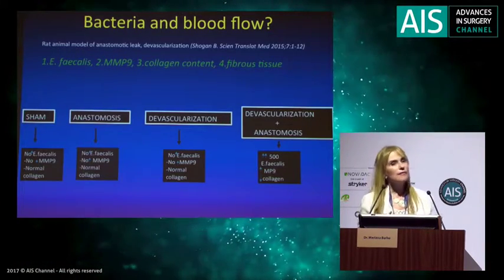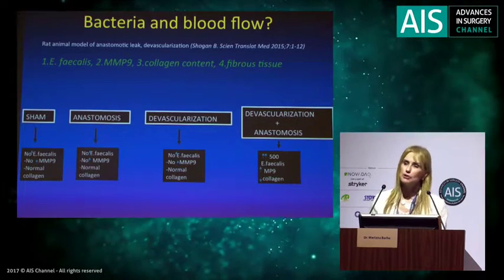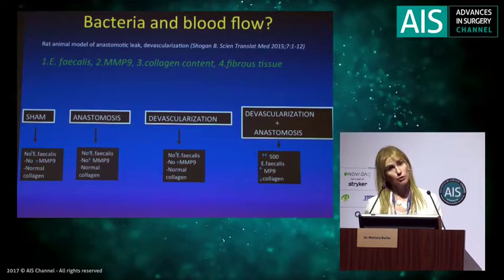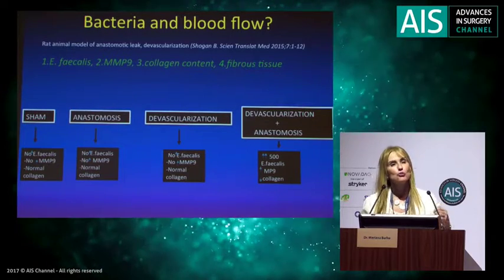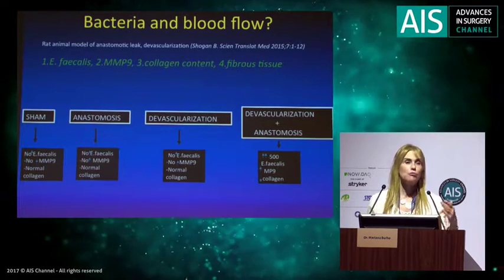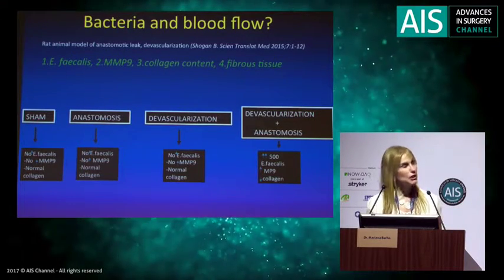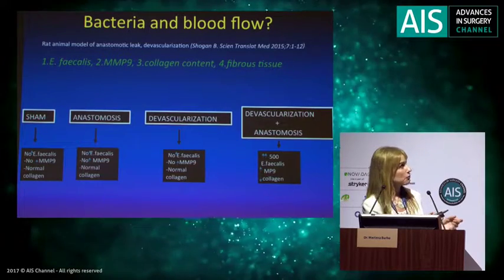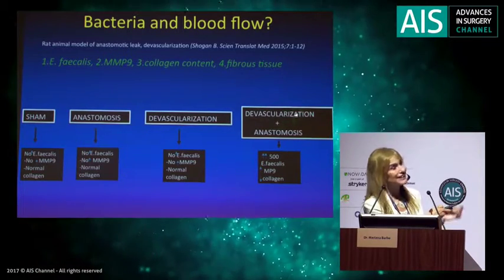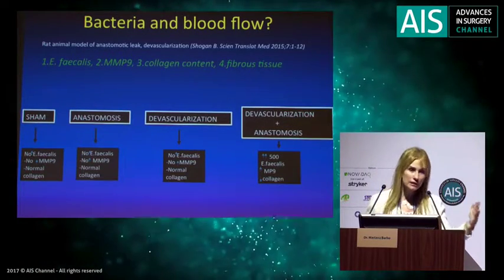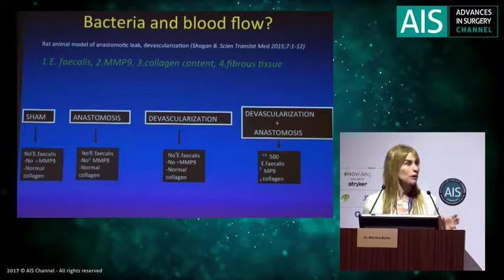Now, very interesting, more recently, it has been shown that there's likely a relationship between the bacteria and the blood flow, because the genotype switch alone rarely gives you anastomotic leak. When you have genotype switching plus ischemia, for one reason or the other, so this is a rat model, devascularization and the anastomosis, that is when we have the anastomotic leaks. So bacteria and blood flow hold hands.